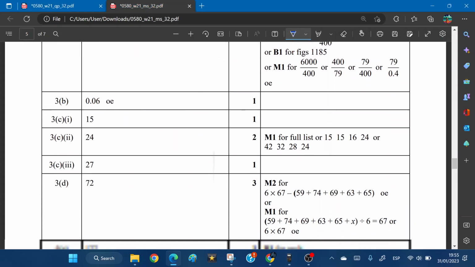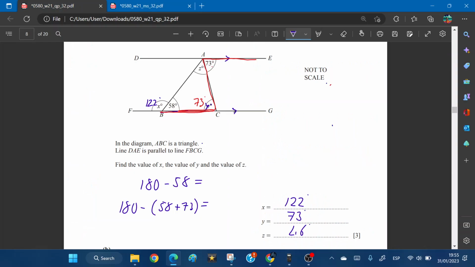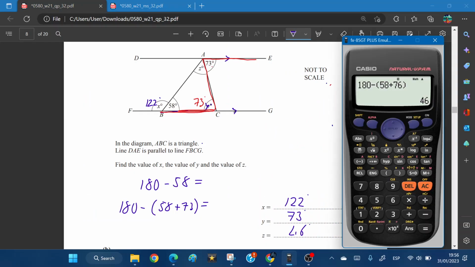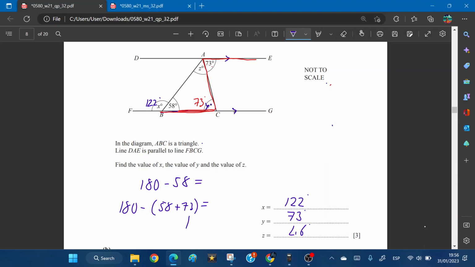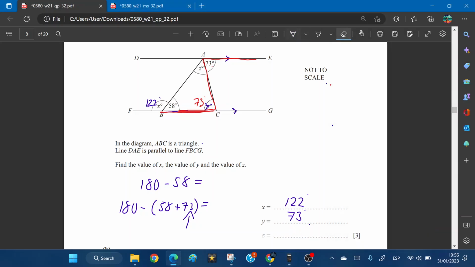Let's see what they say over here. 122, 73, 49. Why is it 49? Oh, because I can't read. Because I make an ugly 3, and then I type it as a 6. Silly marks. We lose them in the exam because we're in a rush. 49. Okay, don't make silly mistakes like that. It'll cost you. Double check. Go slow.